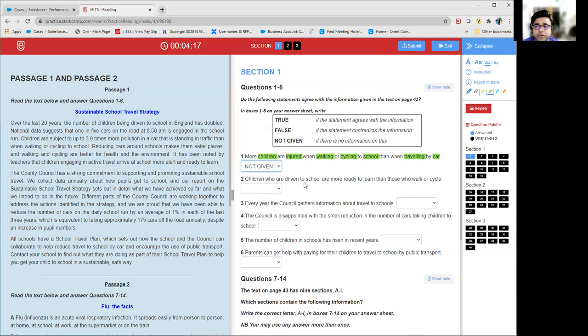It says children who are driven to school are more ready to learn than those who walk or cycle. So the keywords: children driven to school, ready to learn, walk or cycle. All right? So look for something similar in the passage over here. See what you can find. The children being driven to school is here. Walking or cycling to school is mentioned here.